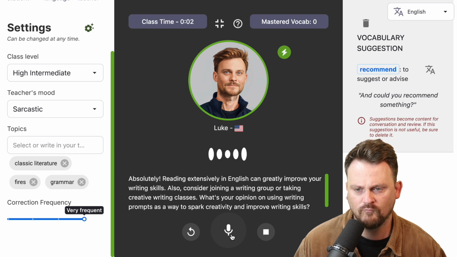Using the word recommend. Okay. You could rephrase your sentence as follows. And could you recommend something? What's your opinion on using writing prompts as a way to spark creativity and improve writing skills?